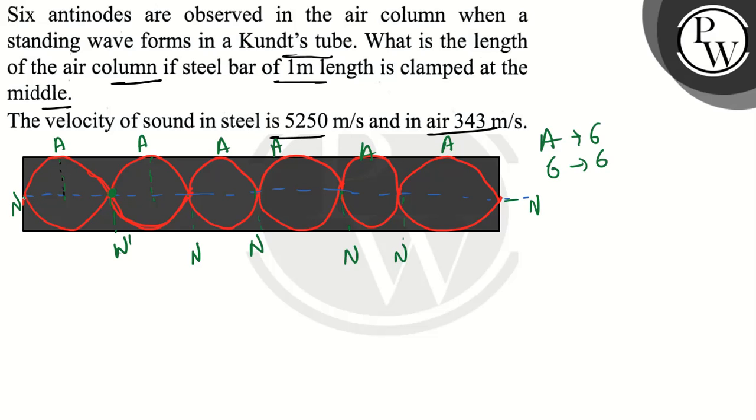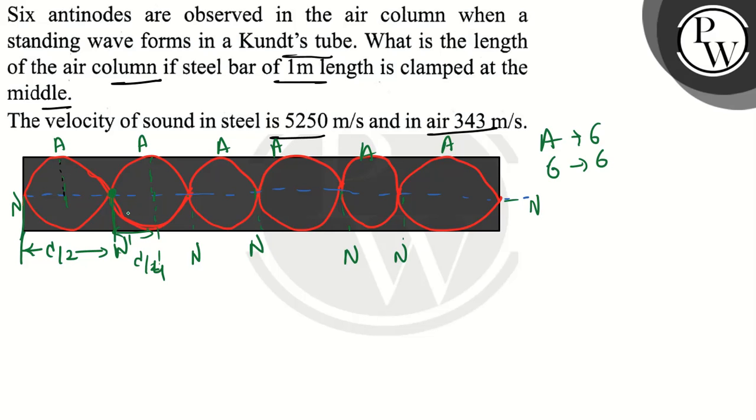And what is the distance between them? It is lambda by 2. So this complete distance is lambda by 2, and from a node to the adjacent antinode the distance is lambda by 4. Clear? So moving on to the question, what is it saying?